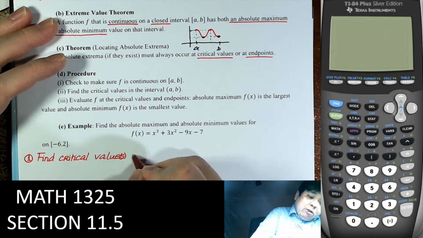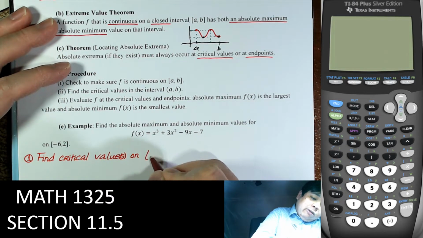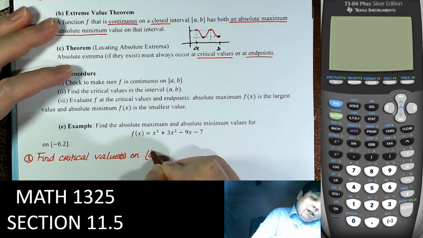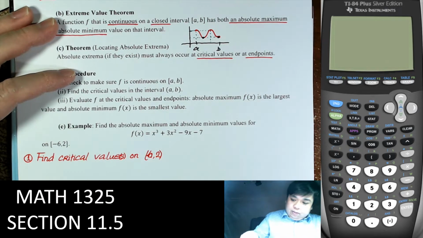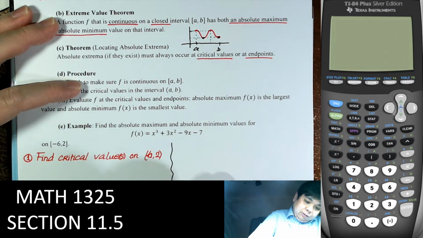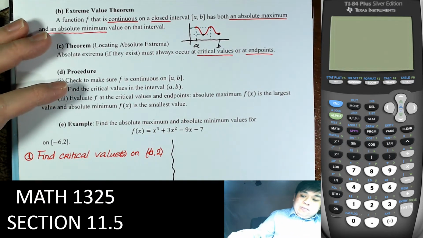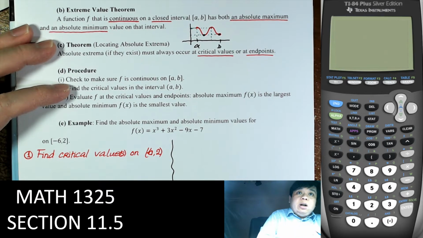And critical values must be on the open interval a and b. In this case, -6 and 2. Right. So that is the function. We take the derivative.